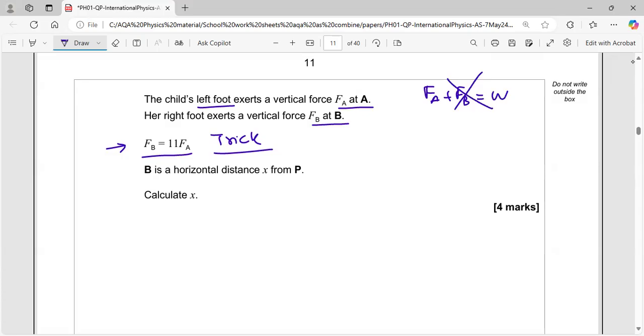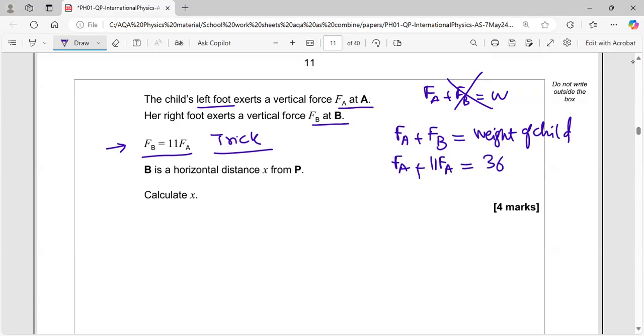But we can say that FA plus FB, again the force due to the child, is equal to the weight of the child. So FA is FA, but FB is 11 FA, so we can write 11 FA over here. That is equal to the weight of the child, which is 360. So we can write 12 FA equals 360 Newton, and FA is 360 over 12, which is 30 Newton.